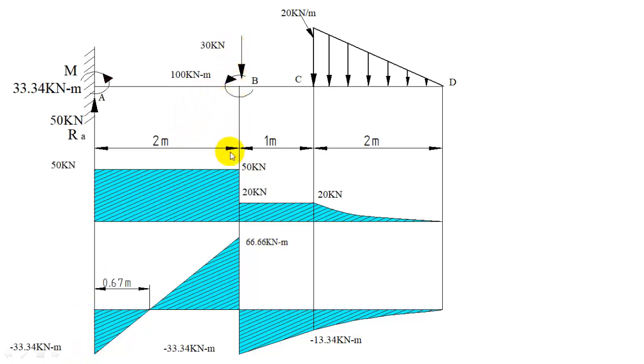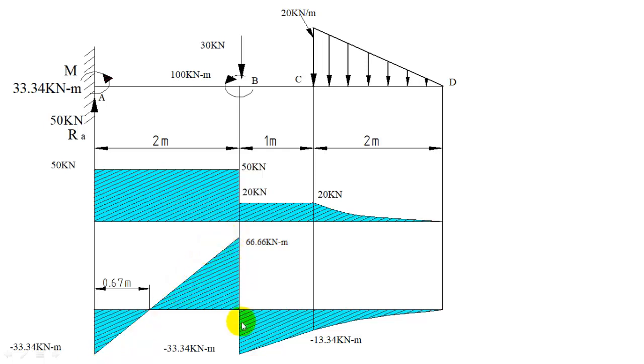And left of B you have 66.66 kilonewton. So bending moment will change from minus 33.34 to 66.66. And here the variation you have to show by straight line. So always you should join from right of a section to left of next point. So you can join from right of A to left of B.